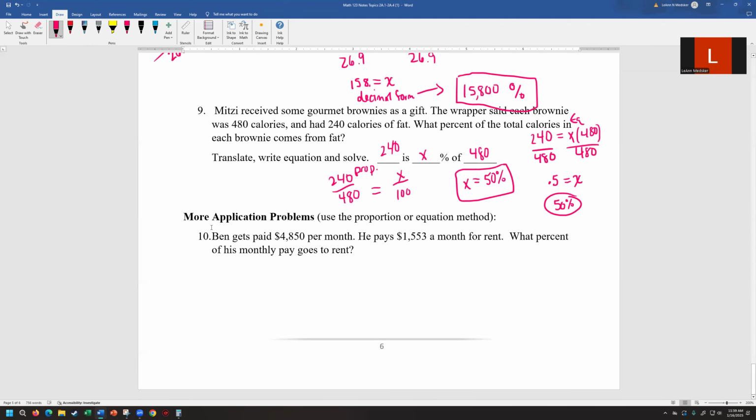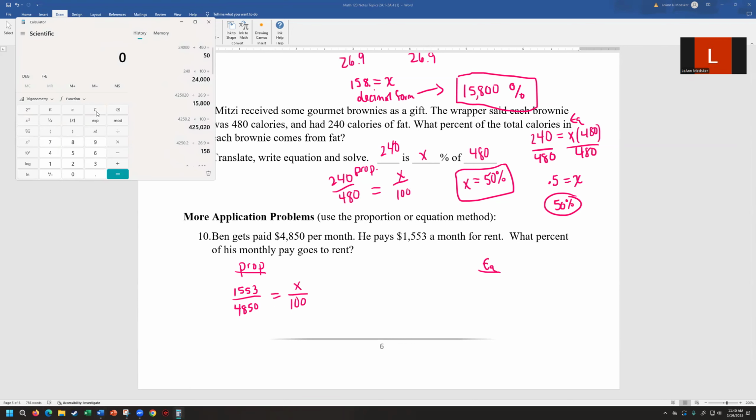All right, and then our last one. Ben gets paid $4,850 per month. He pays $1,553 a month for rent. What percent of his month goes to his rent? Okay, so on this one, you can use either one, but I'll show you both. If I use the proportion method, we'll just abbreviate, versus if I use the equation method. So proportion, the rent is the part. So that's going to be 1,553. His whole amount that he gets paid is 4,850. And they were asking what percent goes to rent. So what percent is rent out of all of his money? Okay, so if we solve this one, I might not show all my steps.